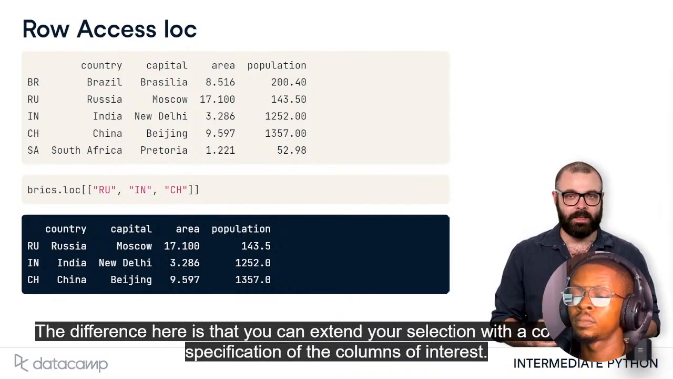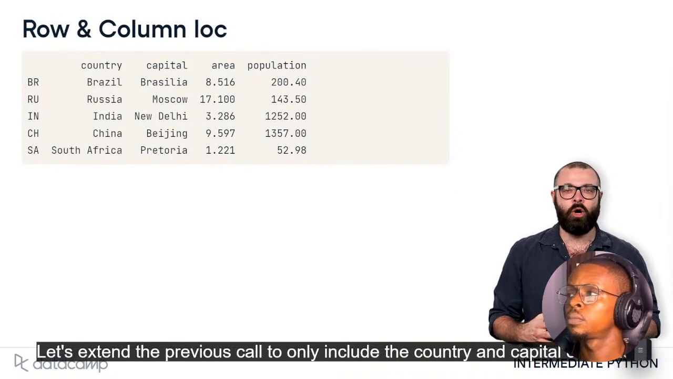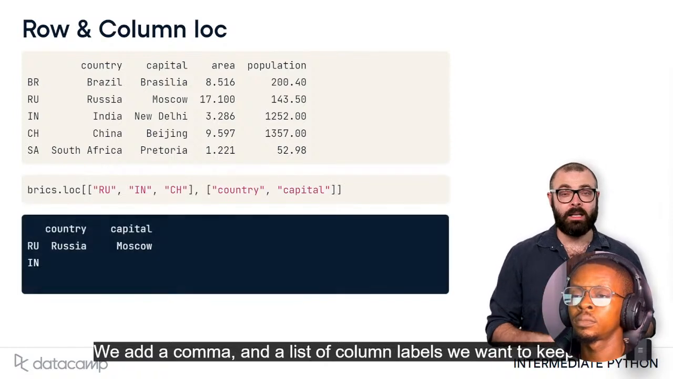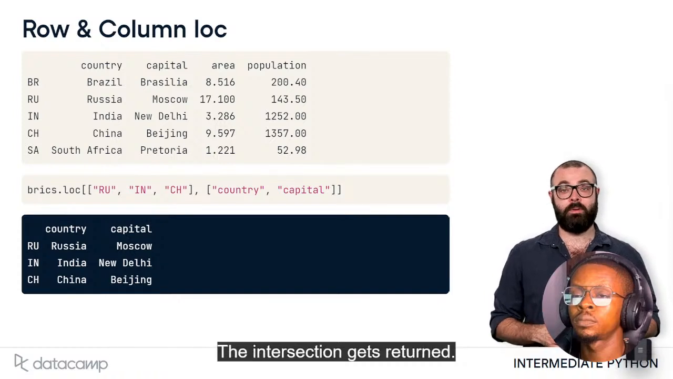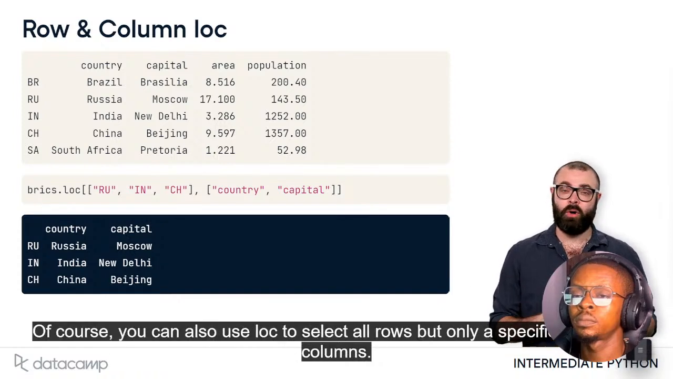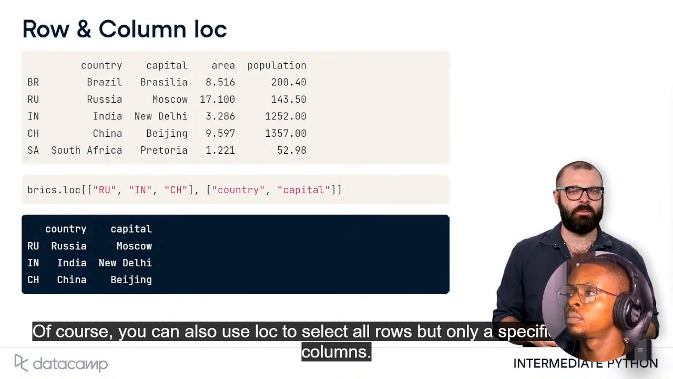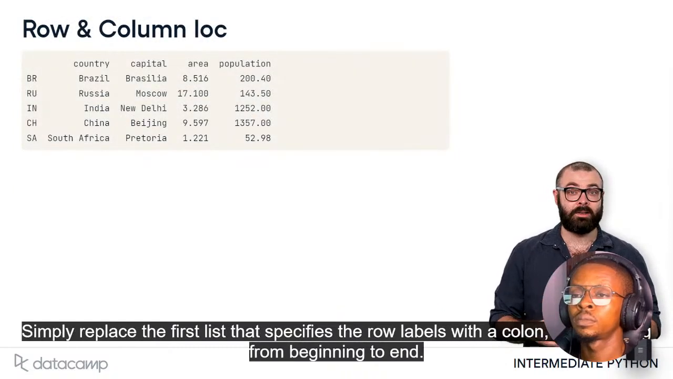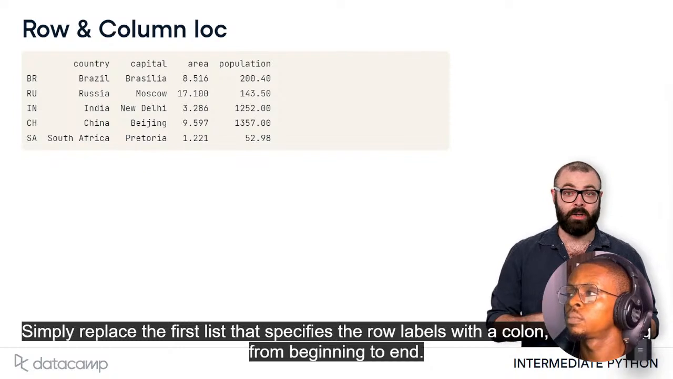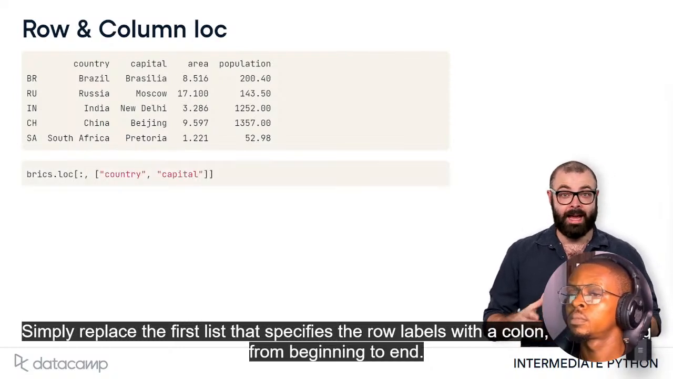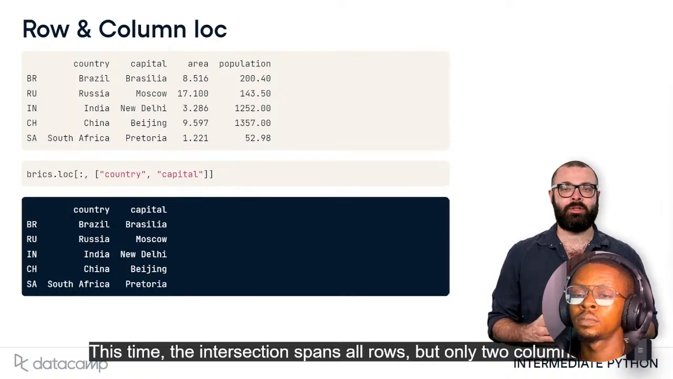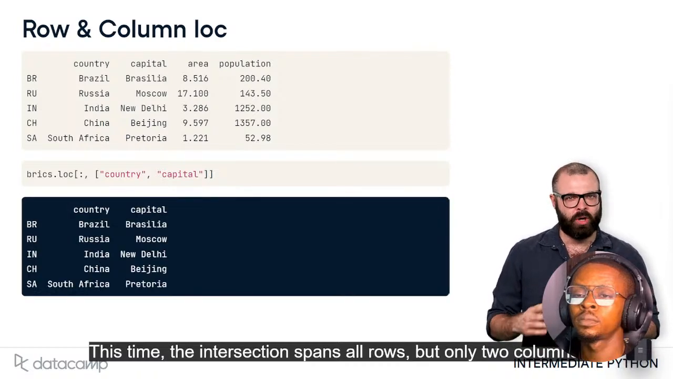The difference here is that you can extend your selection with a comma and a specification of the columns of interest. Let's extend the previous call to only include the country and capital columns. We add a comma and a list of column labels we want to keep. The intersection gets returned. Of course, you can also use loc to select all rows, but only a specific number of columns. Simply replace the first list that specifies the row labels with a colon, a slice going from beginning to end. This time, the intersection spans all rows, but only 2 columns.